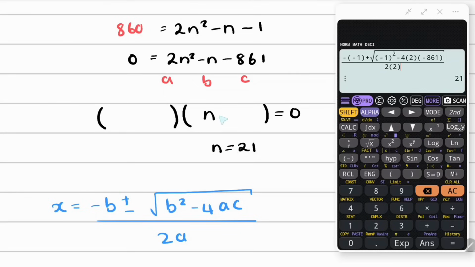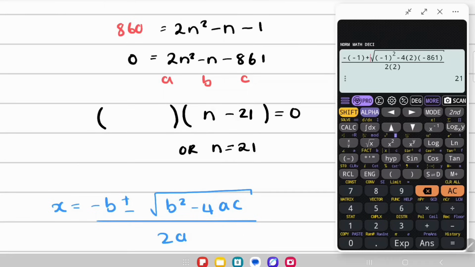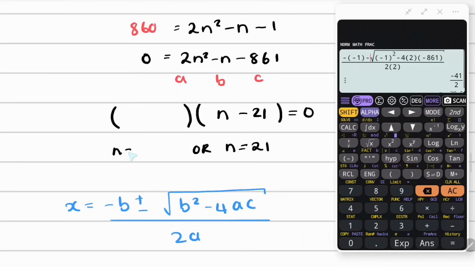That would be n minus 21. Because if you said n minus 21 is equal to 0 and you transpose the negative 21, you'd get positive 21. Okay, and now here's how to see the second one. In this case, we'll change that positive to a negative. And now that says negative 20.5. Now make sure it's as a fraction so you can better understand it. So it means that here it said n was equal to negative 41 over 2.